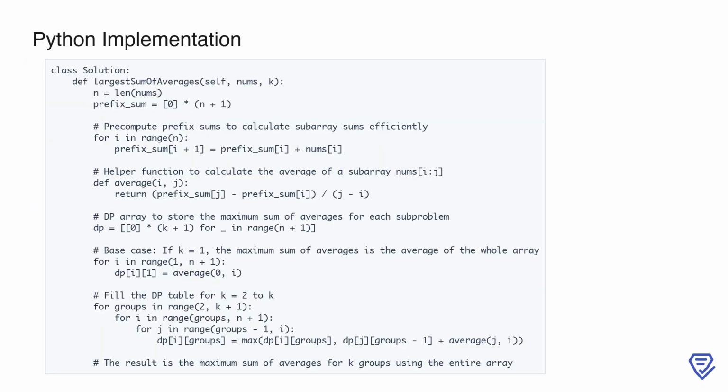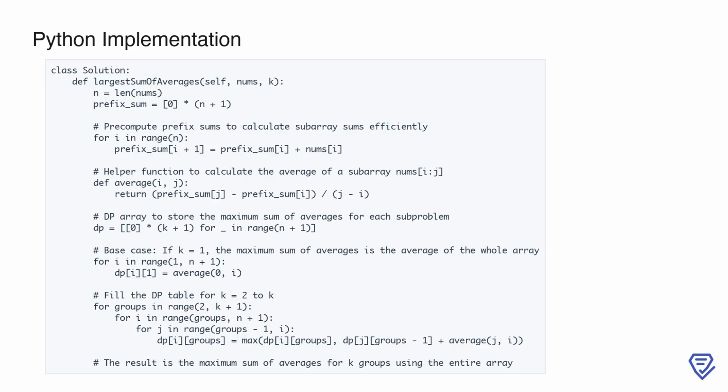Here, we begin by defining a class called Solution and its method largestSumOfAverages, which takes two parameters, nums, the input array, and k, the number of groups. The first step is to calculate the length of the input array, which we store in n. We then initialize a prefix_sum array with zeros, having a size of n plus 1. The purpose of this array is to pre-compute prefix sums, which allow us to efficiently calculate the sum of any subarray later on. To populate this, we iterate through the input array and use a running total to fill prefix_sum such that each entry at index i plus 1 contains the sum of all elements from the beginning of nums up to index i.